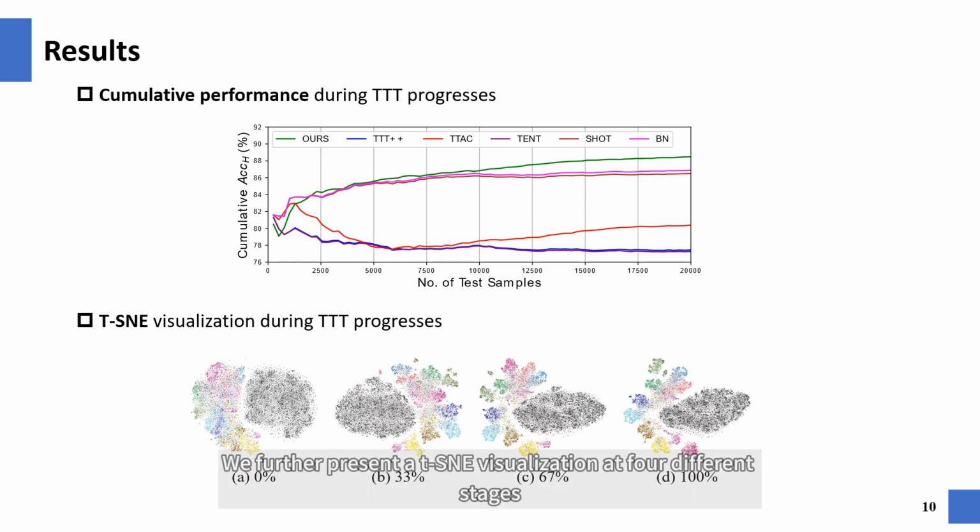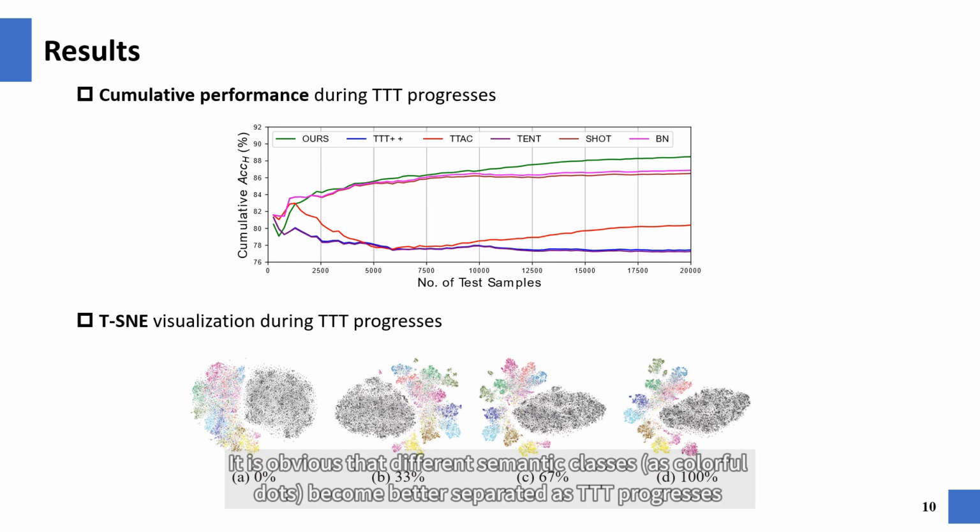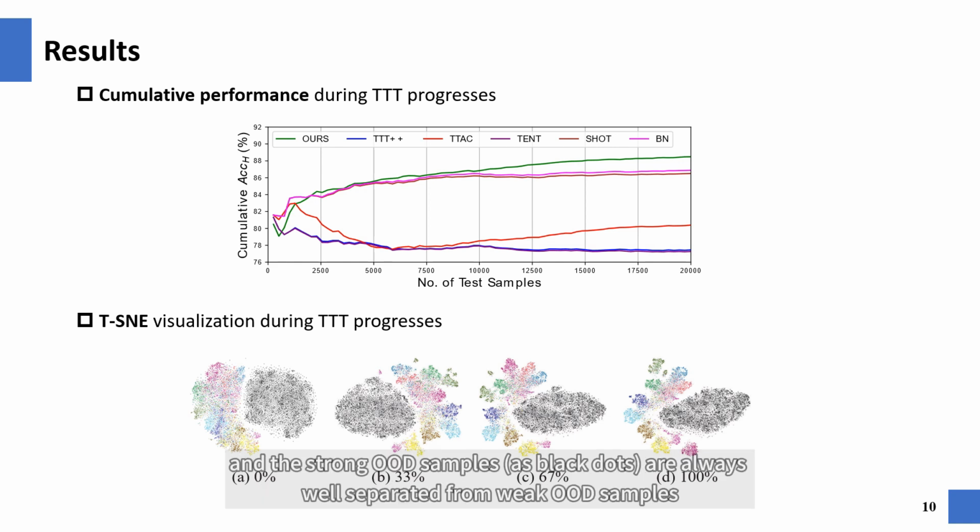We further present t-SNE visualization at 4 different stages. It is obvious that different semantic classes, shown as colorful dots, become better separated as TTT progresses, and the strong OOD samples, shown as black dots, are always well separated from weak OOD samples.